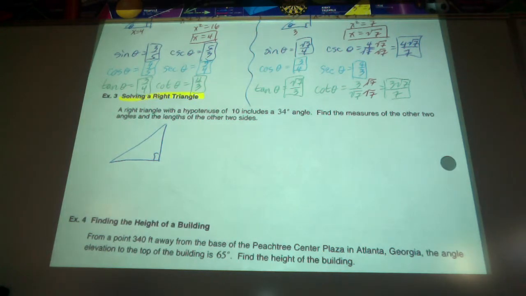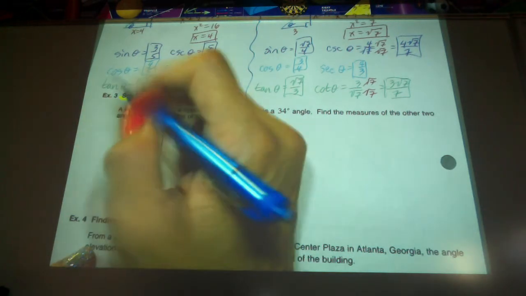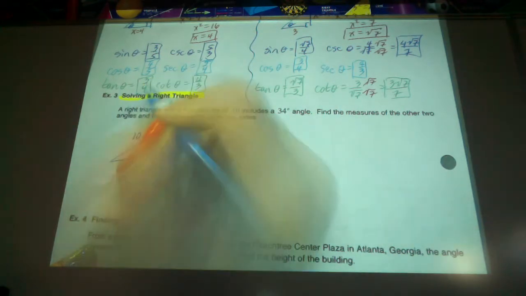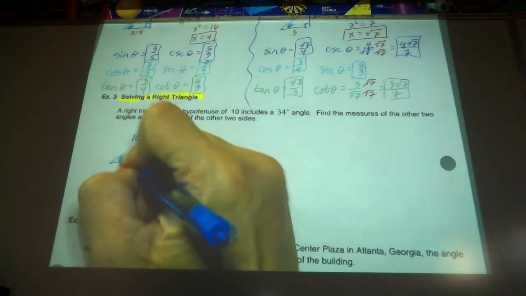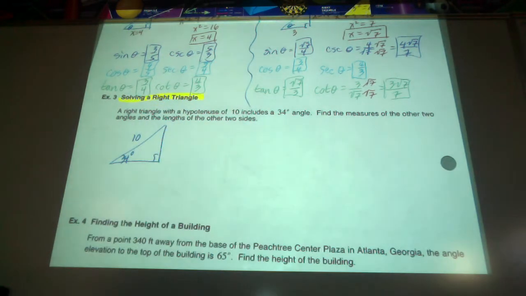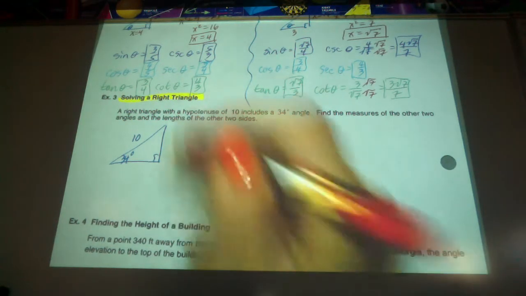So they said a right triangle with a hypotenuse of 10. So I'm going to put my 10 where it belongs. It includes a 34-degree angle. It doesn't matter which of these angles you make 34. Again, I like my angle there on the ground. Then you are to find the measures of the other 2 angles and the lengths of the other 2 sides. Well, because it's a right triangle, we already know we have a 90-degree angle. So the easiest thing to find first would be your angle measures.